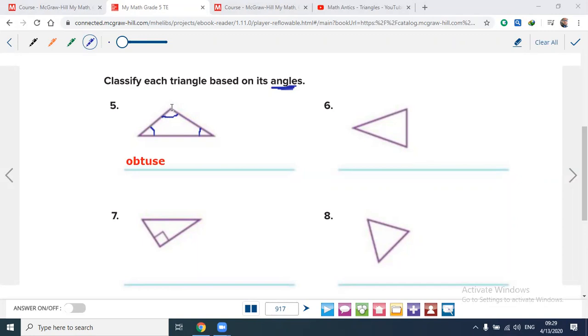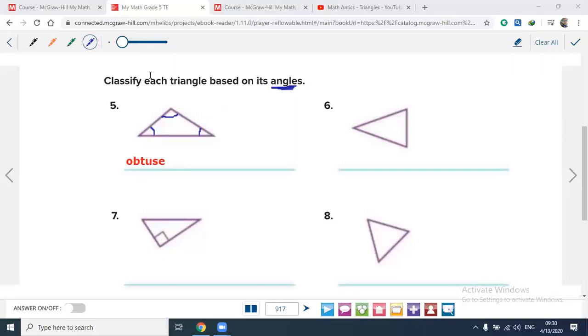How do I know? It's wide, greater than 90. Not straight. There is never a straight angle inside a triangle. There are only three types: acute, right, and obtuse. At least two are acute, and the other one may be right or obtuse, or all of them may be acute.